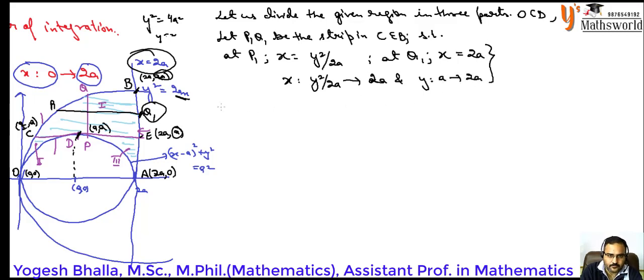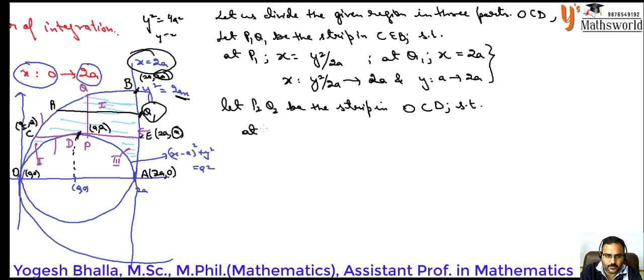Okay, now let P2Q2 be the strip in OCD, such that this will be the strip P2, this is Q2. Now at P2, what will be the value of x? x is again lying on the parabola, so x will be equal to y square by 2a, and Q2 is lying on the circle.